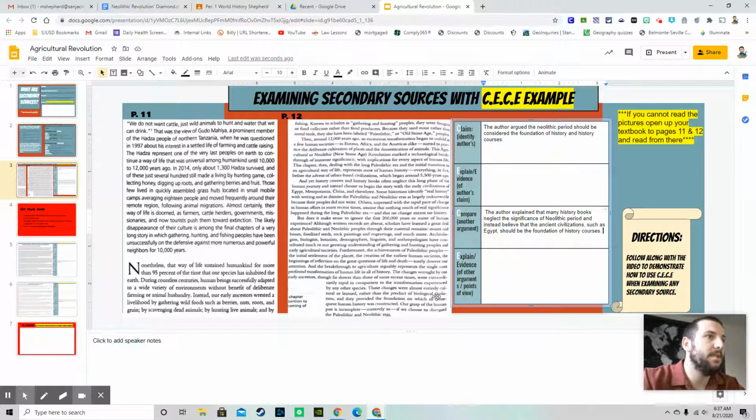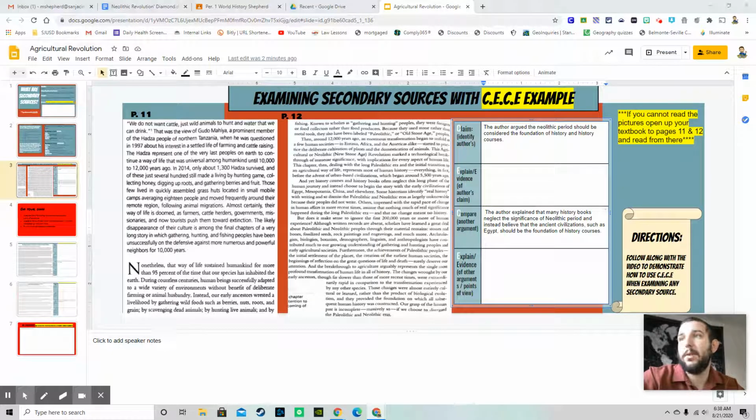Those changes were almost entirely cultural or learned, rather than the product of biological evolution, and they provided the foundation on which all subsequent human history was constructed. Our grasp of the human past is incomplete, massively so, if we choose to disregard the Paleolithic and Neolithic eras. Again, in this article, he gives a rebuttal to the counterargument and he explains his claim all in this paragraph.